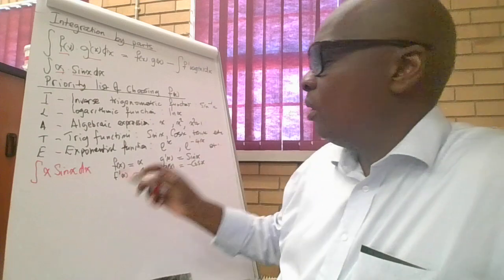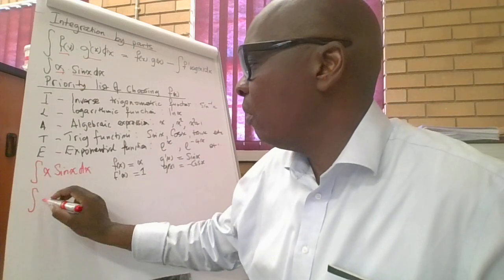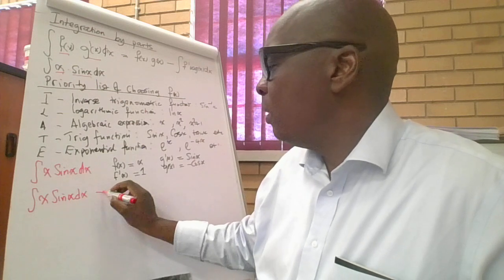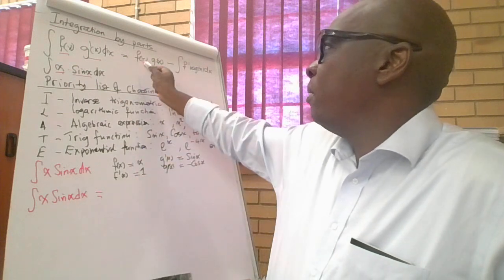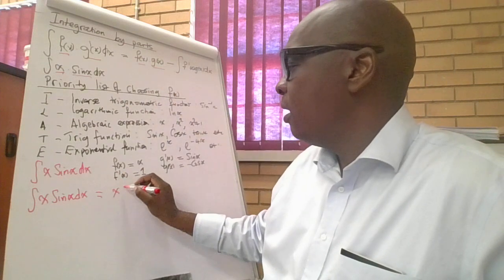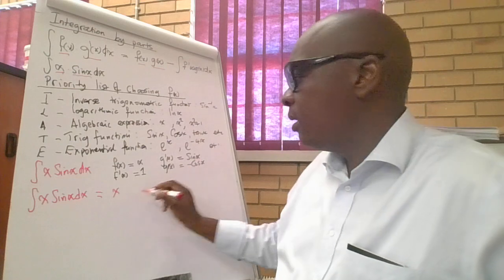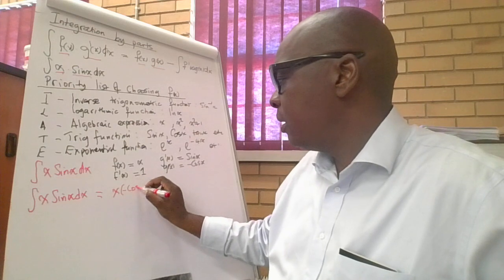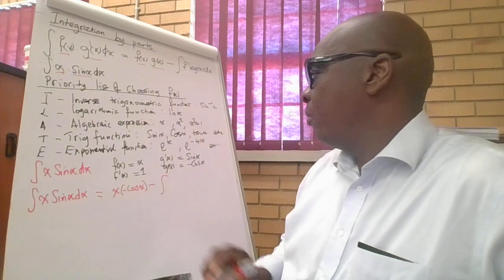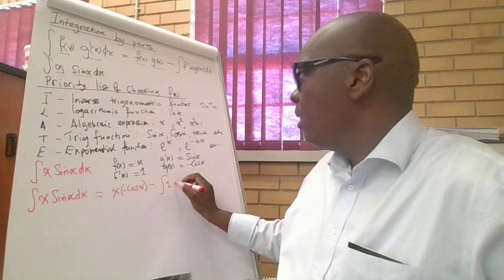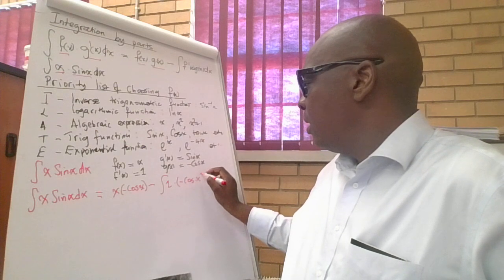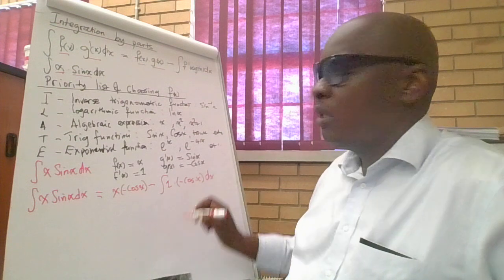So now if I put into the formula, that means the integral of x sine x dx would be given by, according to the formula, f of x times g of x. So what is my f of x? It's x. What is my g of x? Minus cos x. So this is times minus cos x. Minus the integral of f prime. What is f prime? It's 1 times g of x, which is minus cos x, with respect to x.